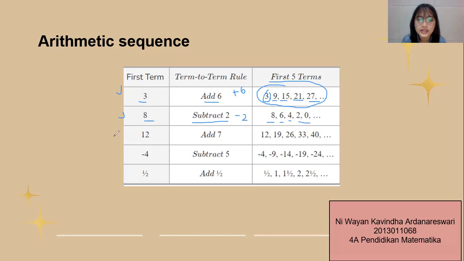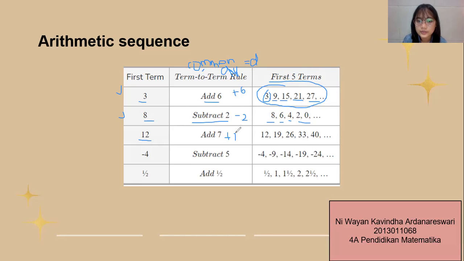And for the third column, the first term is 12. And the term rule, which we can call the common difference, or denote by the letter D, is 7.